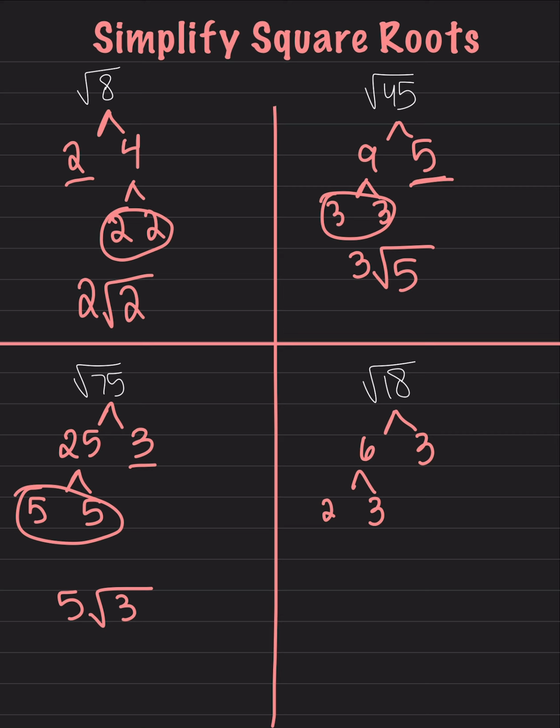Now that I've reached my end and I cannot simplify the 2's or the 3's any further, I will now circle my pairs. This 3 and this 3 make a pair, but this 2 does not. Remember, the pairs come on the outside, and on the inside we have the ones that don't have a pair, which is the 2 in this case. So my answer is 3 root 2. And this is how we simplify square roots.